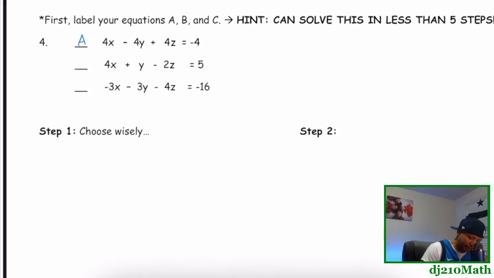So this is A, B, and C. Right. They always got to do crazy things on the last one.